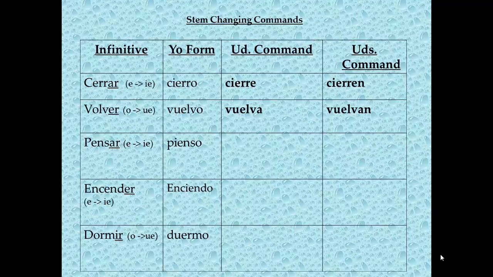Okay, so you're going to do the next three on your own. Please pause the video. Don't forget these are boot verbs, so their stem is going to be different. Pause the video.